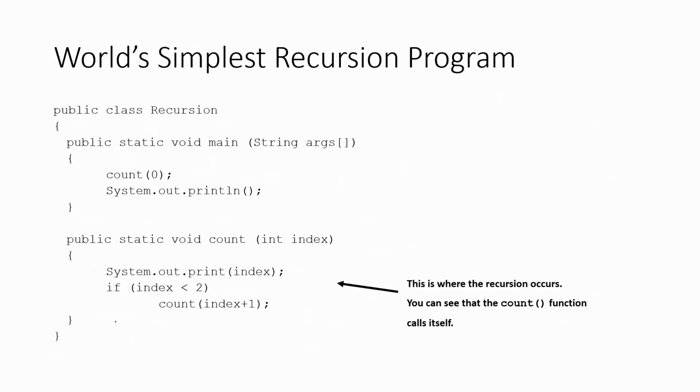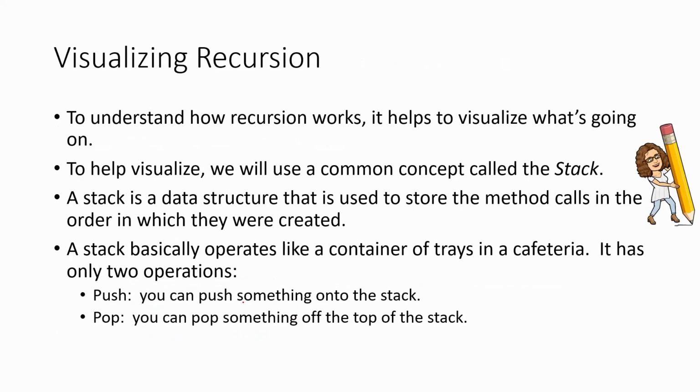So, the world's simplest recursion program. We've got our program called Recursion that has a method called count. Count requires an int parameter to be sent to it. And notice down here, we're calling count, the same function, again. So that is where the recursion is going to occur, because you're going to see that the count function can call itself. Okay, to understand how this works, we're going to help to visualize what's going on.